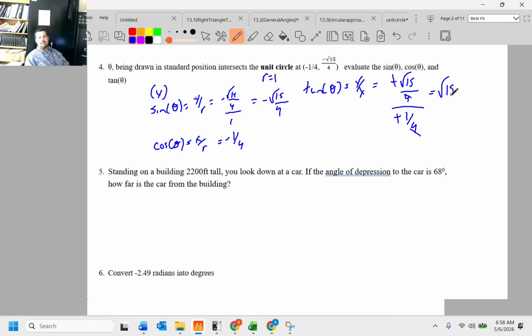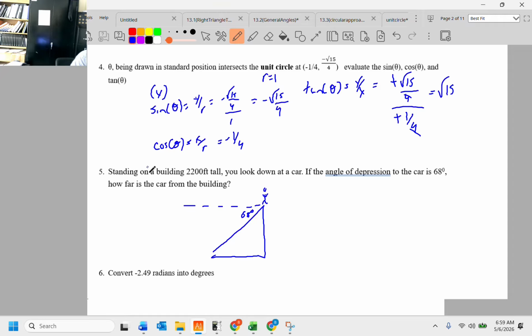All right, number 5, standing on a building 2,200 foot tall, you look down at a car. If the angle of depression to the car is 68 degrees, how far is the car from the building? So you're on top of a building, looking down at a car. The angle of depression is formed with the horizon.